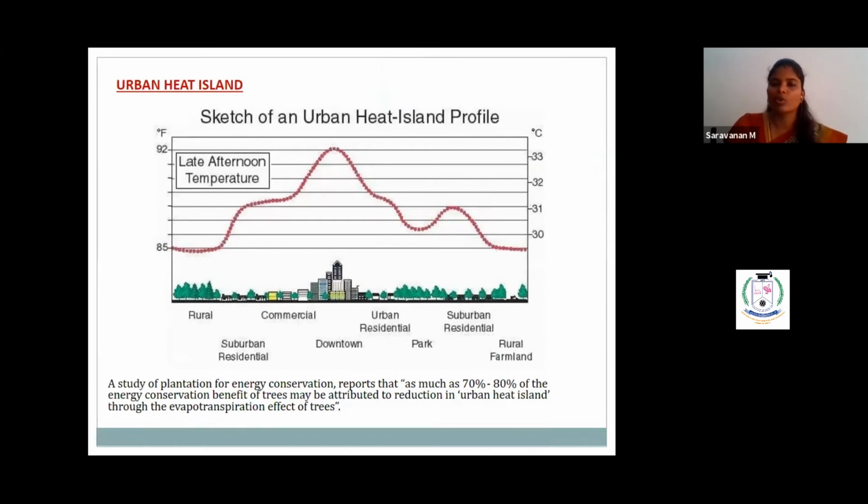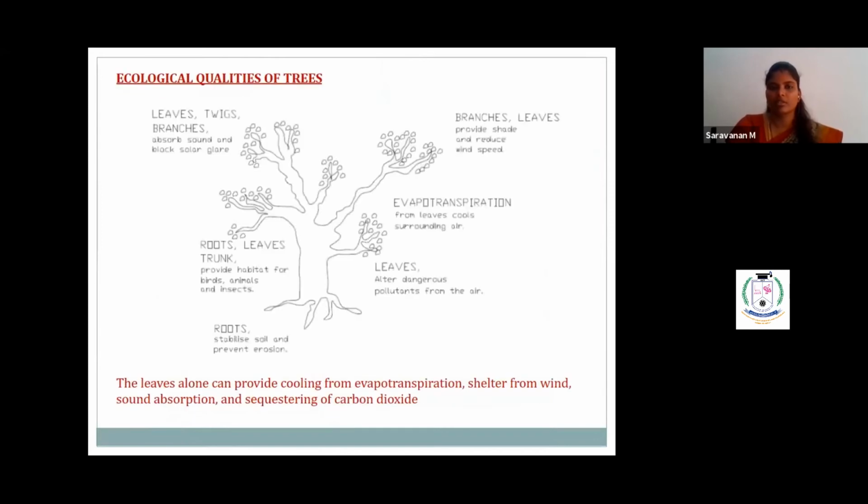I think all of you know about the urban heat island and how it happens. It's just a graph which shows where the urban heat island is more. You can reduce it by having different structures, which can help the microclimate and other things.